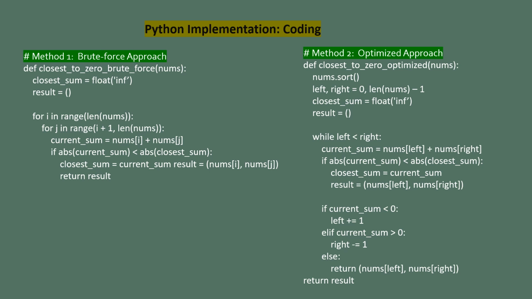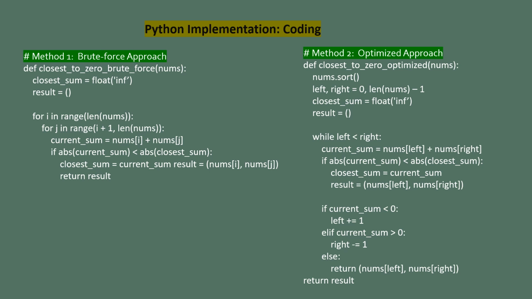Method 1. Brute force approach. Function 1, closest to 0, brute force. Initialization. Initialize the closest sum variable to positive infinity and the result variable to an empty tuple. These variables will be used to track the closest sum and the corresponding pair of elements.